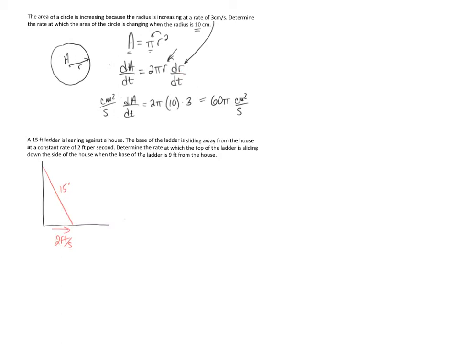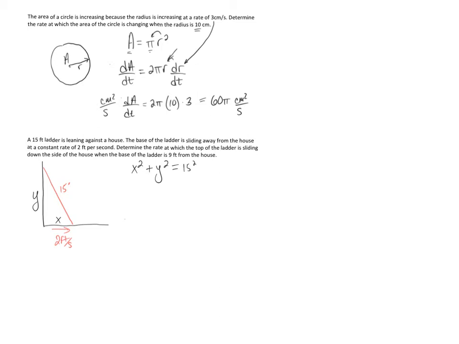Probably the all-time classic related rate problem is the ladder problem. We've got a ladder that is 15 feet long leaning against a house, and the base of the ladder is sliding away from the wall at 2 feet per second. The question is asking how fast the top of the ladder is sliding down the wall when the base of the ladder is 9 feet away from the house. You should remember these kinds of problems. This is basically a right triangle, so it's going to be a Pythagorean thing. We're going to label the vertical piece y, the horizontal piece x, and we can say that x squared plus y squared equals 15 squared.